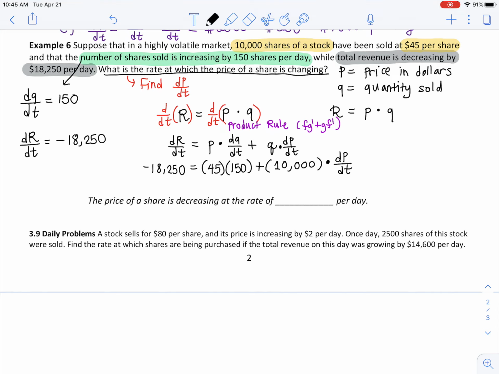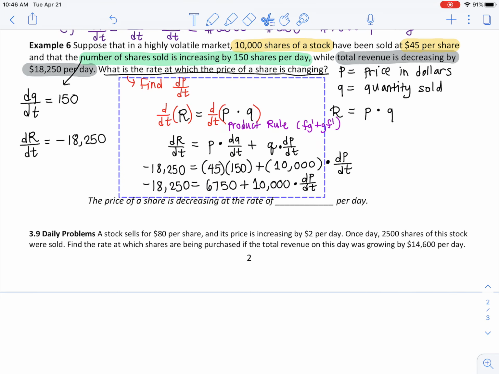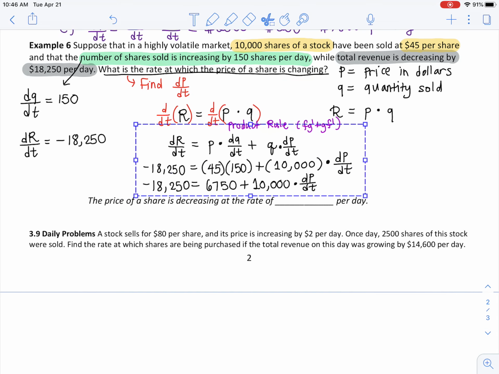Times, but the last one, they did not give us the change in price with respect to time. That's what we are solving for, right? So we're going to go ahead and solve this equation for dP/dt, and that's going to be our answer. So the left side is still negative 18,250. If I multiply 45 times 150, that's 6,750, plus 10,000 times dP/dt.